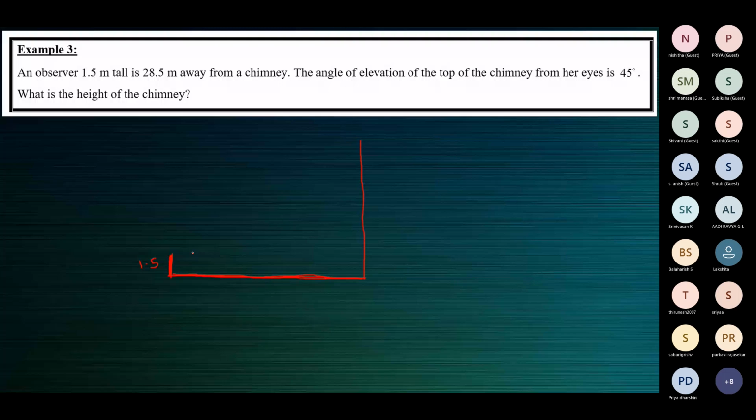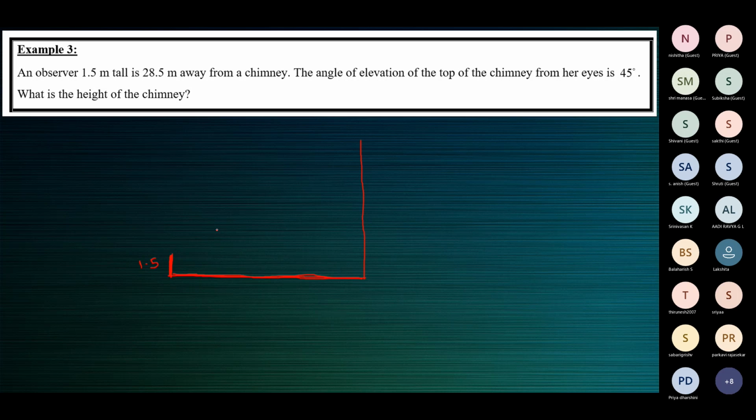The word elevation is used when the object or that position or point observed is at a higher level when compared to the observer. The observer is at a lower level, the object is at a higher level. Only then, when the observer has to raise her head to look at something, the angle measured is the angle of elevation. When the observer looks down to look at something, the angle measured is the angle of depression.